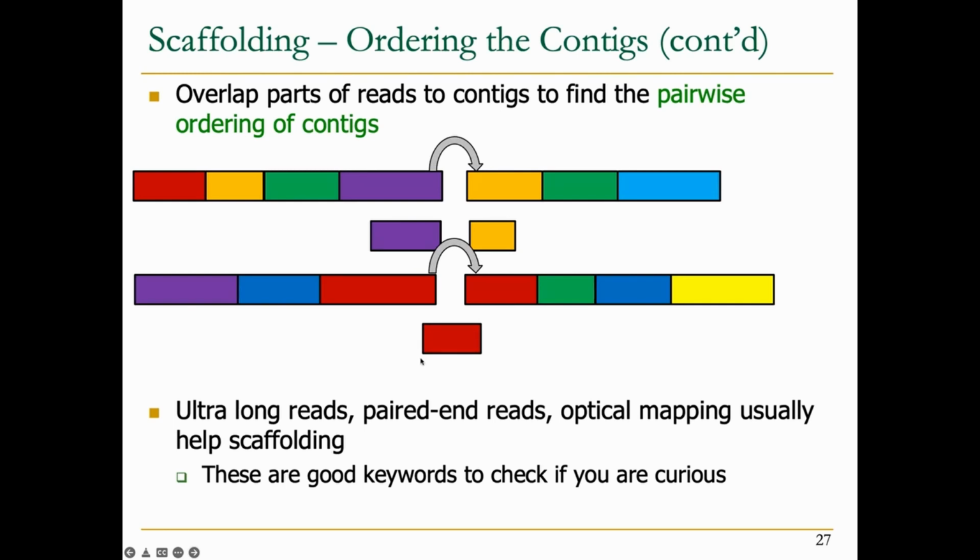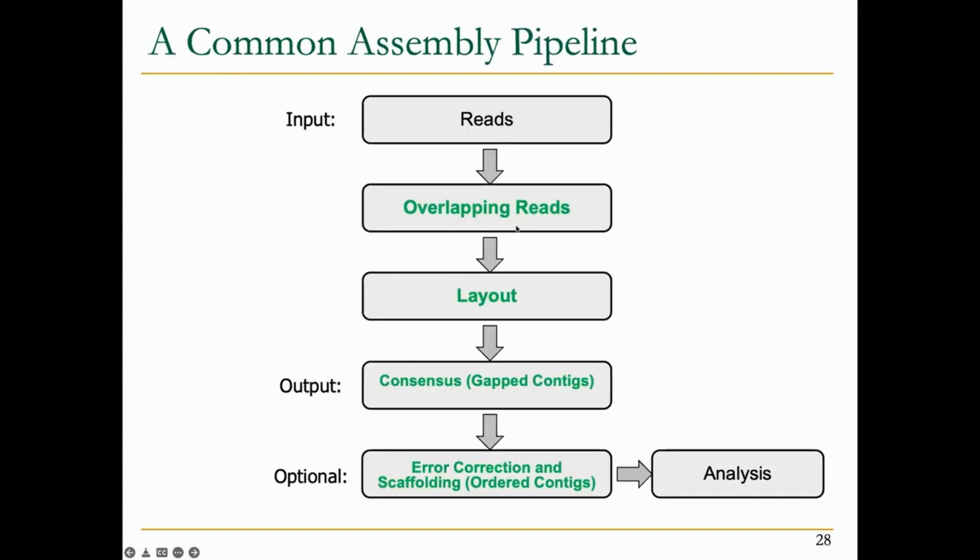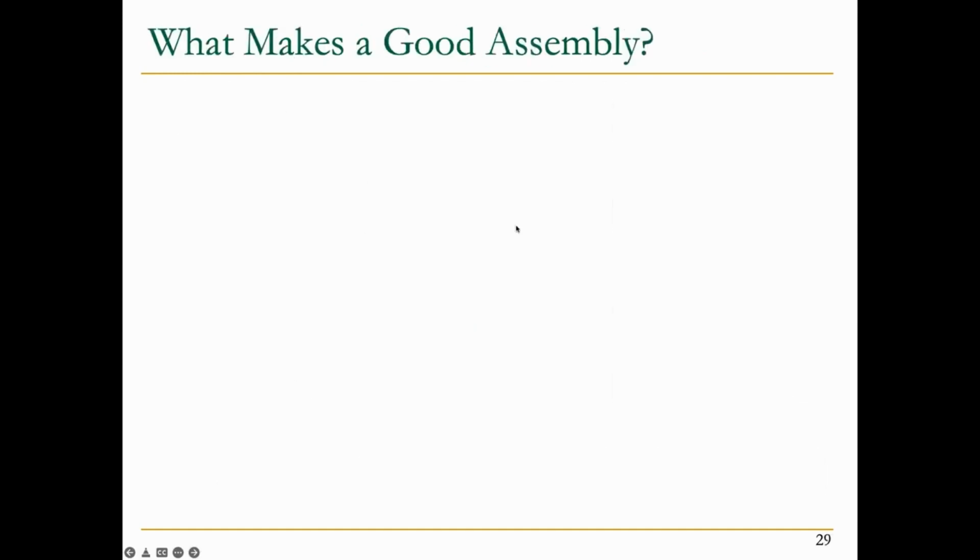But these I'm not going to talk about in detail. These are good keywords for you to check if you are curious about learning more about scaffolding and further analysis. So last time, we talked about how to find overlaps, how to generate a graph out of the overlaps, how to clean that graph, and how to spell out a sequence from this cleaned graph, right?